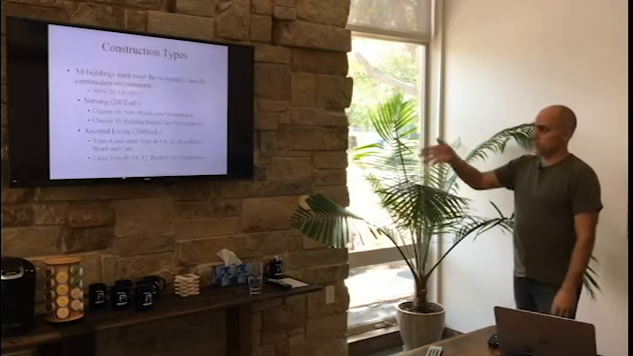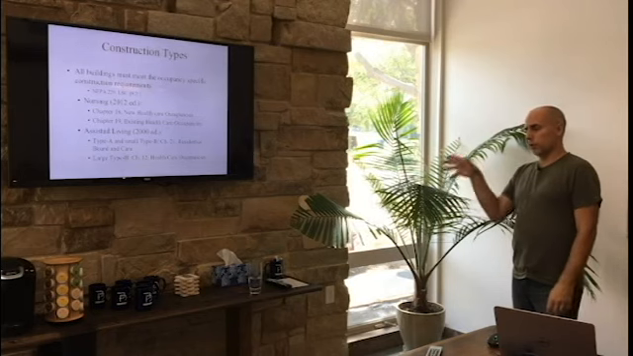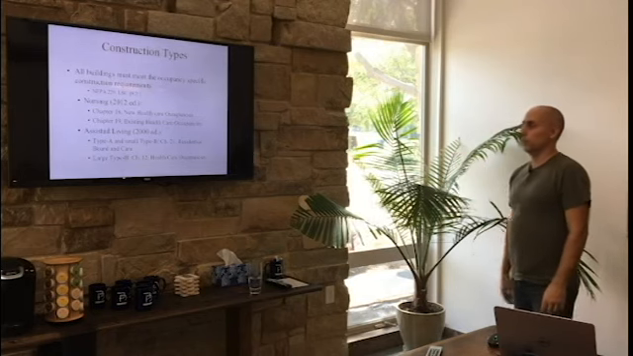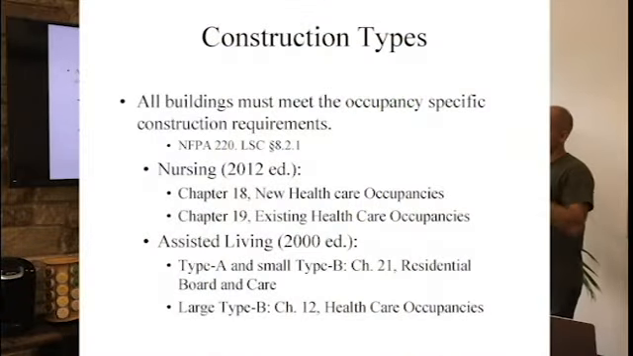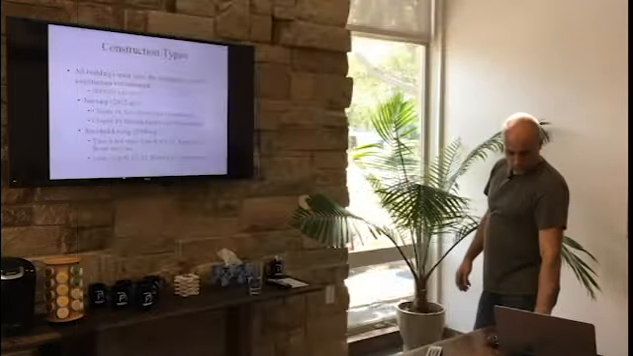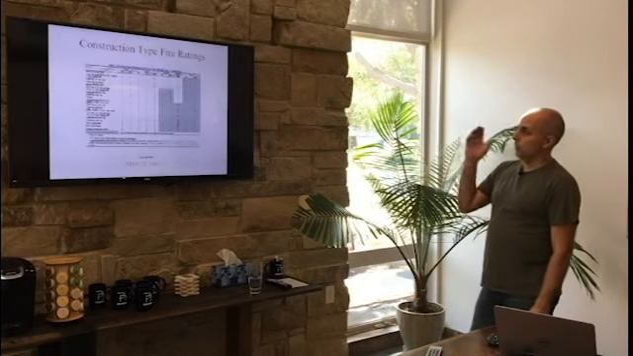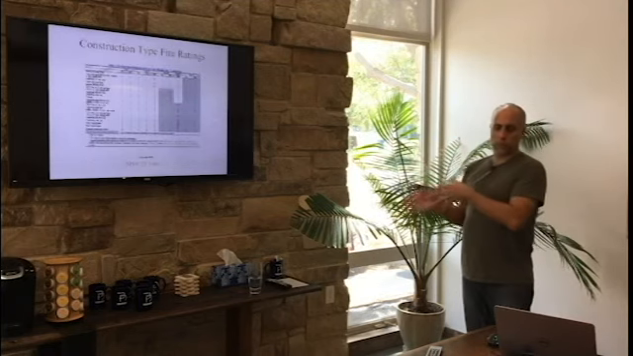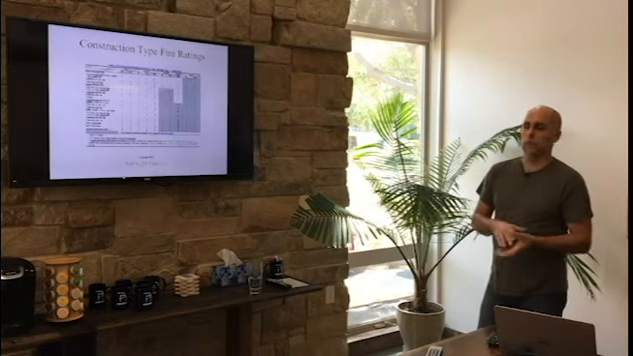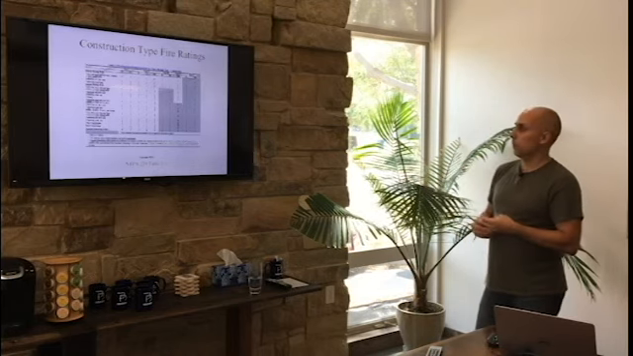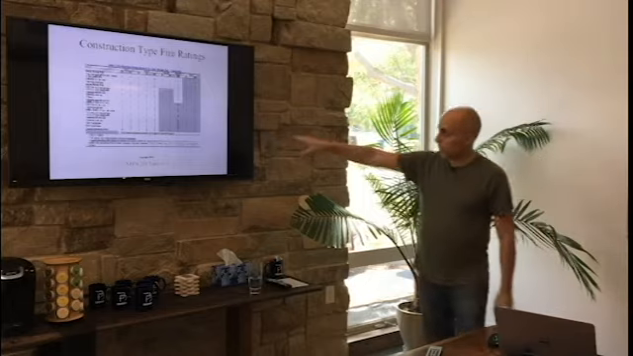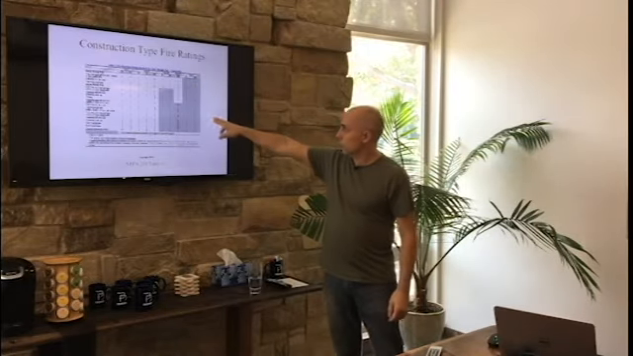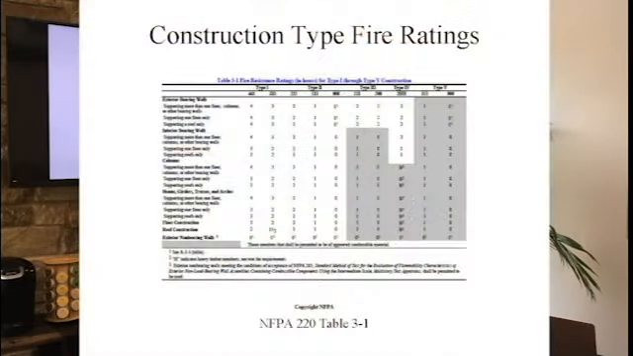Construction types, and this is directly correlated to the healthcare industry here in Texas. In nursing under the 2012, you have Chapter 18 and Chapter 19. Assisted living facilities in the state fall under the 2000 edition, and that talks about the exact chapters for those. But under NFPA 220, and there's a very similar table in the IBC that talks about construction types as well, it tells you basically, okay, each construction type has certain ratings for each structural member.